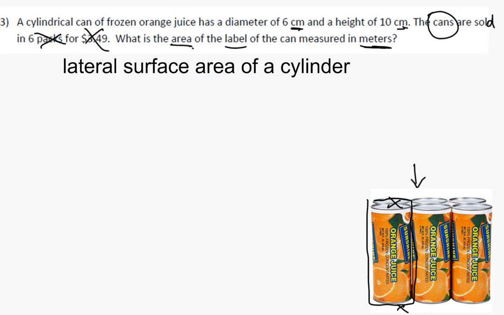Alright, so we go to our formula chart. Lateral surface area of a cylinder. It's not that bad. It's just 2 pi r h, where pi is going to be 3.14, and 2 is going to just be a number. Right, 3.14 for pi. So now here's the part where we have to think a little bit.